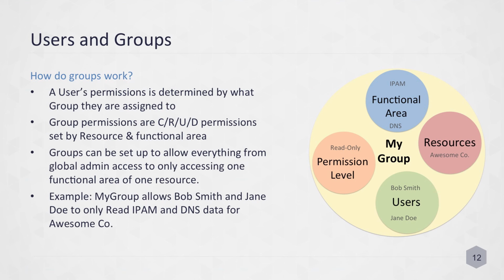In this example, the group My Group allows the users Bob Smith and Jane Doe to only read IPAM and DNS data for the resource AwesomeCo. The permission structure is designed to give you as much flexibility as you need to accommodate most use cases. You will need to get more specific later, but having some high-level groups to work with is a great start.